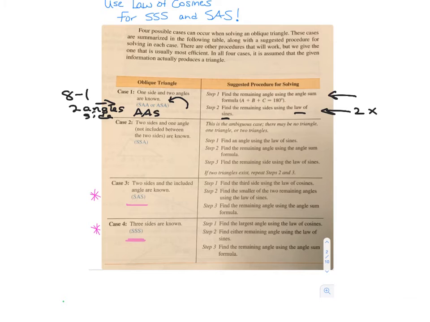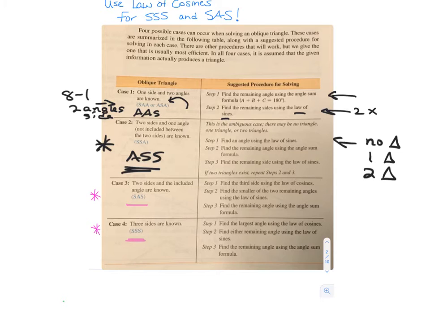Okay, then the next case that we saw, this is the ambiguous case. Remember, this is the ASS. This is the only time that you could possibly get no triangles, 1 triangle, or 2 triangles. All the other cases only give you 1 triangle. So this is the only scenario when you have to check to see if it's no triangle, 1 triangle, or 2 triangles.